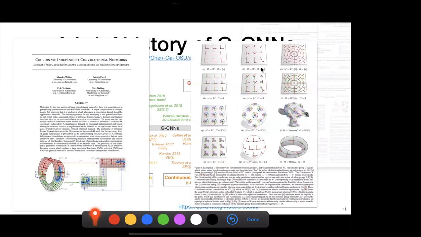So that's this visualization, like a Möbius strip. We can also build equivariant neural networks now for Möbius strips and other nice data structures.